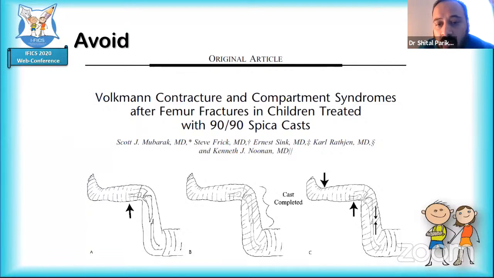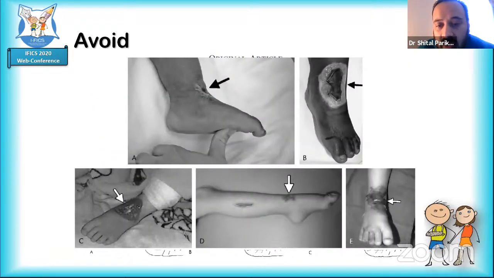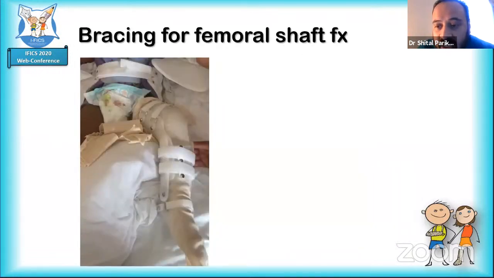What one should avoid is this 90-90 cast, where compartment syndromes, Volkmann's contracture, skin loss, and requirement for skin grafting, all those significant skin issues have been reported. So I would definitely recommend avoiding it. The way they were doing this in the past is to put a short leg cast first, then pull with the short leg cast to bring the femur to length, and then put the entire spica on, and that leads to compression of the neurovascular bundle at the popliteal area. So you want to avoid that.